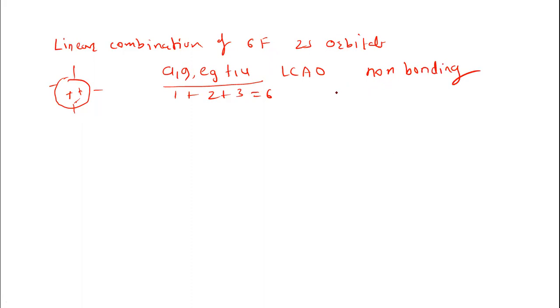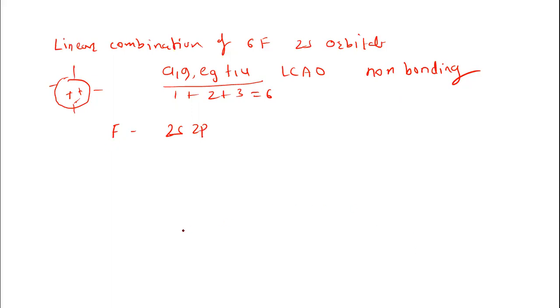Suppose a multiple choice question is asked: which orbitals of the fluorine formed by the combination of the 2s orbital remain non-bonding? Options are given, and you have to choose the correct option. So A1G, EG, and T1U orbitals remain non-bonding. But what is the reason? Let us see the electronic configuration of the fluorine once again. Outermost electronic configuration 2s and 2p. As we know, fluorine is more electronegative.